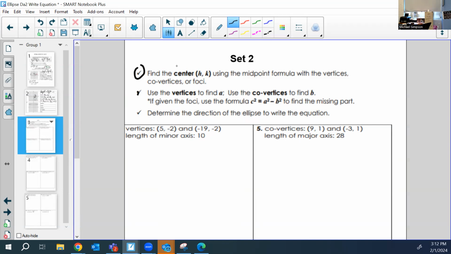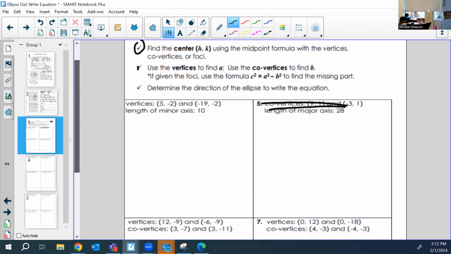All right, so let's look at number 1. My first step is to find the center. I'm going to use this block to help me work. So for my center, I'm going to use the midpoint formula. My h, k is just to add the x's and divide by 2, right? So therefore, that's going to be 5. When I add those 2, that's 5 minus 19 divided by 2.